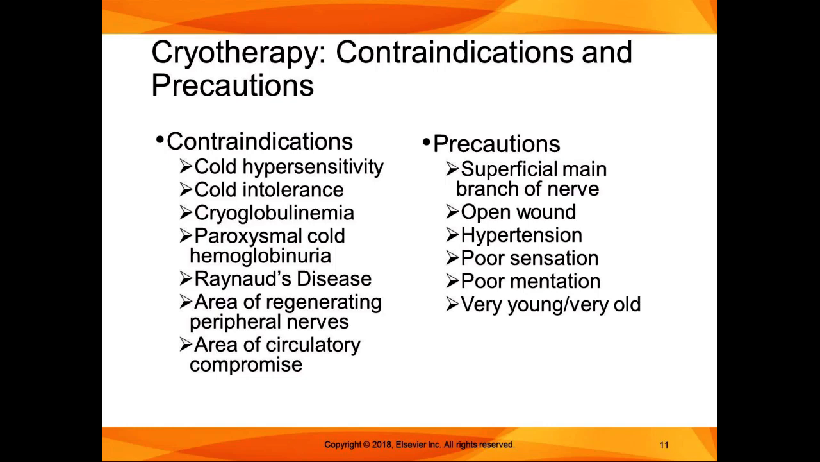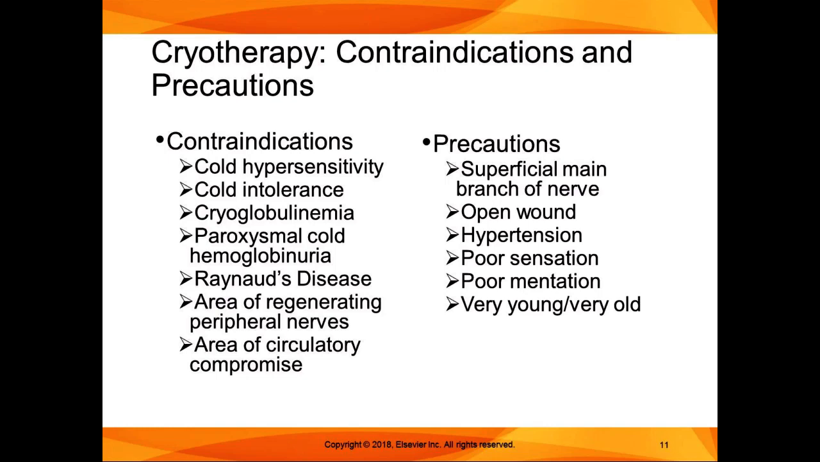So contraindications for cryotherapy include cold hypersensitivity, cold intolerance, cryoglobulinemia, paroxysmal cold hemoglobinuria, Raynaud's disease, areas of regenerating peripheral nerves, because we don't want to slow down nerve conduction, and areas of circulatory compromise. Contraindication you can think of as an absolute contraindication. Don't do it. Precaution, you can think of it as a relative contraindication. Maybe you do it, maybe you don't.